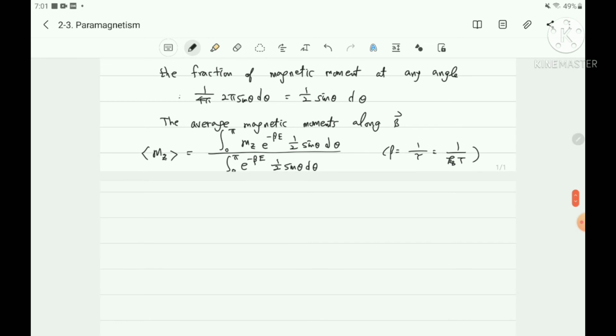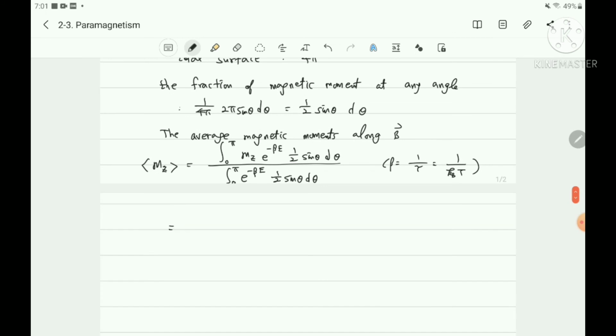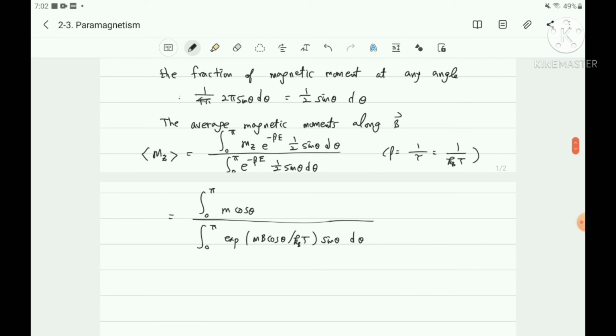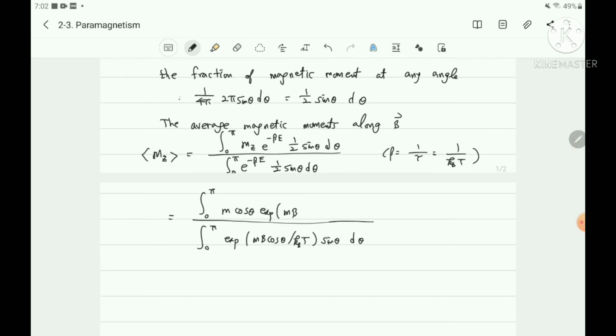Because the energy is minus m B cosine theta, the denominator is the integral from 0 to pi of exponential of m B cosine theta over k_B T times sine theta d theta, and the numerator is the integral from 0 to pi of m cosine theta, since the B component of the magnetic moment is m cosine theta, times exponential of m B cosine theta over k_B T, times sine theta d theta.